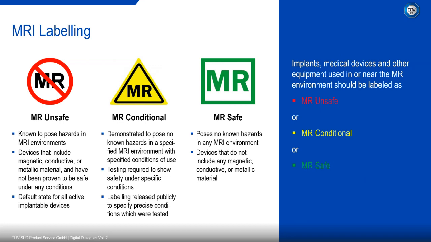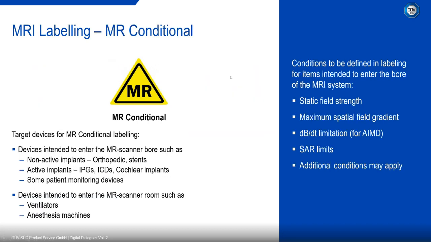The MR conditional label is applicable to devices that have been demonstrated to pose no known hazards in a specified MRI environment with a specified condition of use. Testing is required to show safety under specific conditions to obtain this label. The labeling contains the precise conditions under which the device was tested and is safe for MRI scanning procedures. This is the target labeling for devices which go through MRI safety testing.